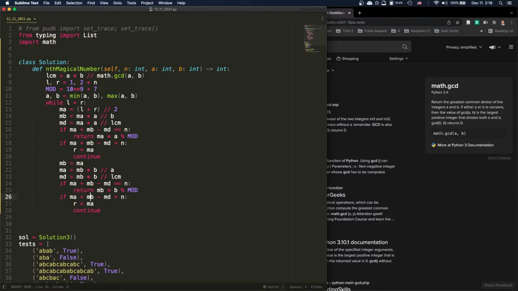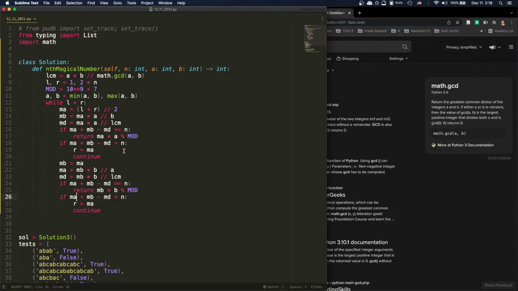Oh, what if it's like in between? One is smaller, one is larger. That's a good thought. What if we try this, and then we get, so what? This is too small, all right? We do MA times A. We say that is too small. It's smaller than N, okay?